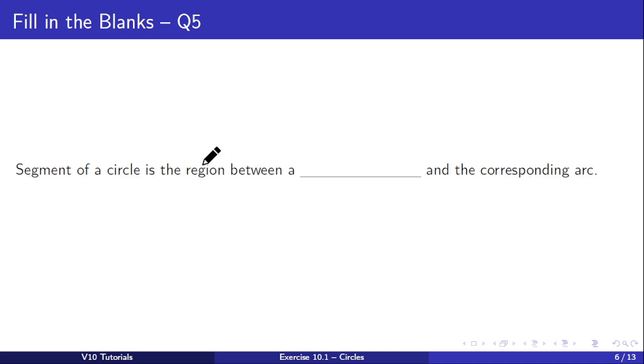Moving on to the next one, question number 5. Segment of a circle is a region between dash and the corresponding arc. Now this I've spoken about in the previous video. So segment is the region between the chord and the arc. This would be the minor segment and the other side would be the major segment. So the answer for this is straightforwardly a definition. That's the region between chord and the arc. That's a segment.